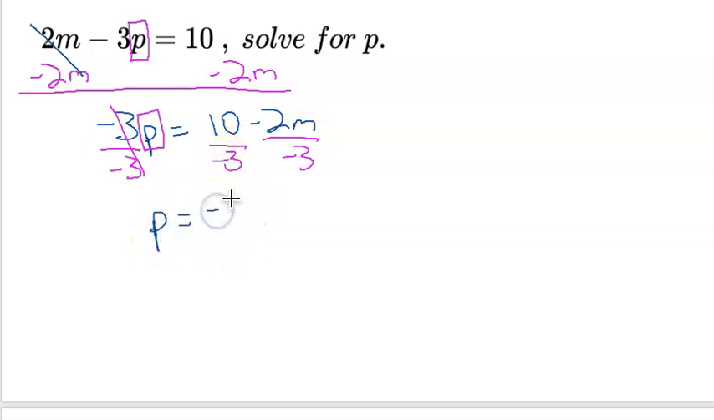I can put my negative out here. I have negative 10/3. Keep those fractions. Negative over negative is positive, so I'm going to write plus. And you can write this a little neater by writing 2/3 m. And now p is by itself, and you have an equation that you could use for other purposes.